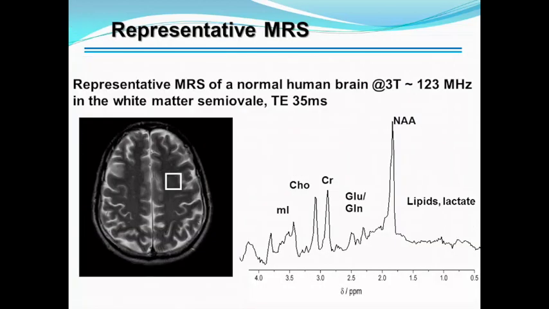So this is our spectrum now. In the normal brain, white matter, semi-oval, 3 Tesla, 35 milliseconds. NAA is our highest peak at 2 ppm. Then we have glutamine, glutamate over here, creatine at 3 ppm, choline at 3.2 ppm, and myo-inositol at 3.5 ppm. This is kind of the hunter's angle for the radiologist. Whenever you have a 45-degree angle, with the NAA being the highest, this is typically a healthy spectrum. If that hunter's angle is pointing upside down, it's typically some pathology.